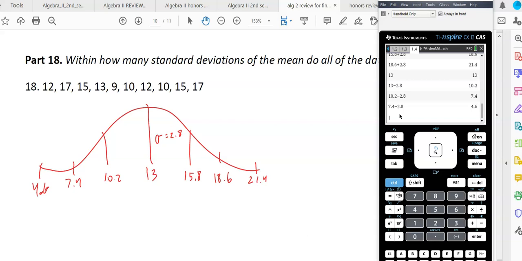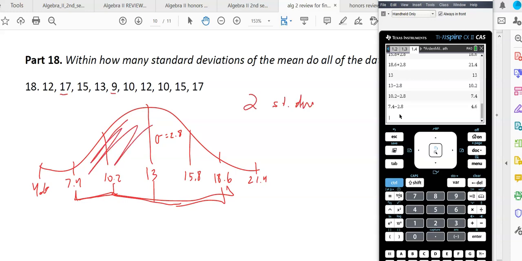So the biggest number looks to be 17, which is inside of 2 standard deviations. Smallest number looks to be 9, which is inside of 2 standard deviations, actually. So everything is within 2 standard deviations. 9 is right about there, 17 right about there. So everything's within 2.